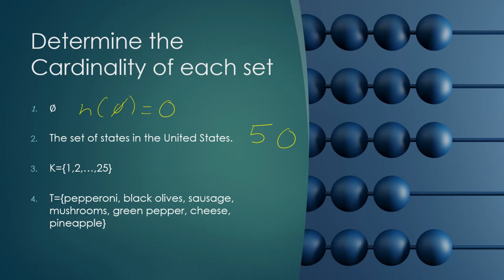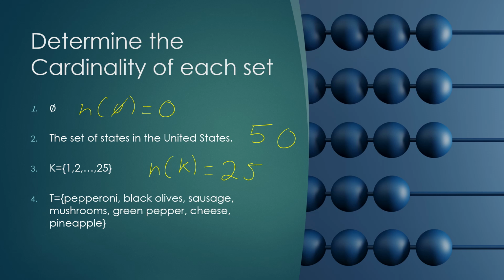K is a little trickier. If we want to find the cardinality of K, we need to know how many elements are in set K. If you recall, the ellipsis shows a continuation of a pattern, but we're not writing all the elements that are there. This is list form without listing everything explicitly, but we can imply what's in there. So it looks like we have the counting numbers from 1 to 25. So how many numbers is that? 1, 2, 3, 4, 5, 6, all the way up to 25. So there are 25 elements in set K.